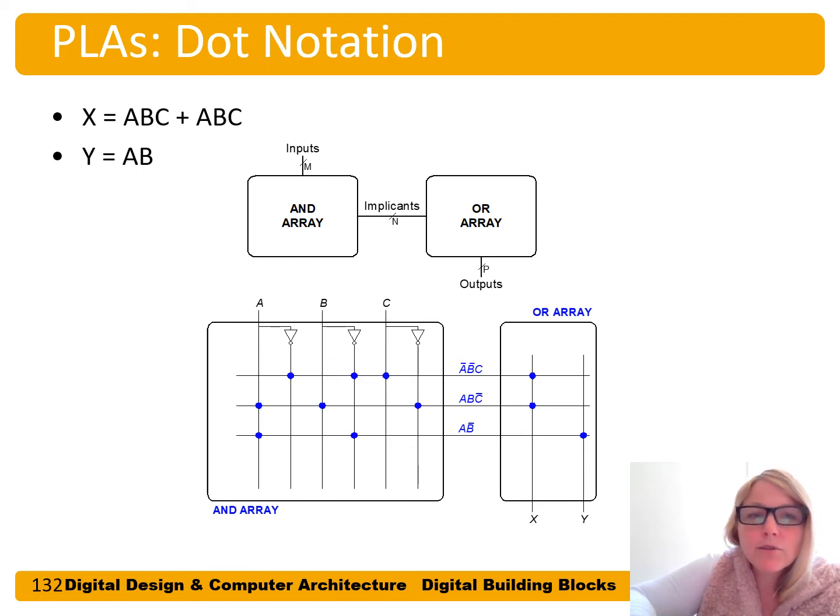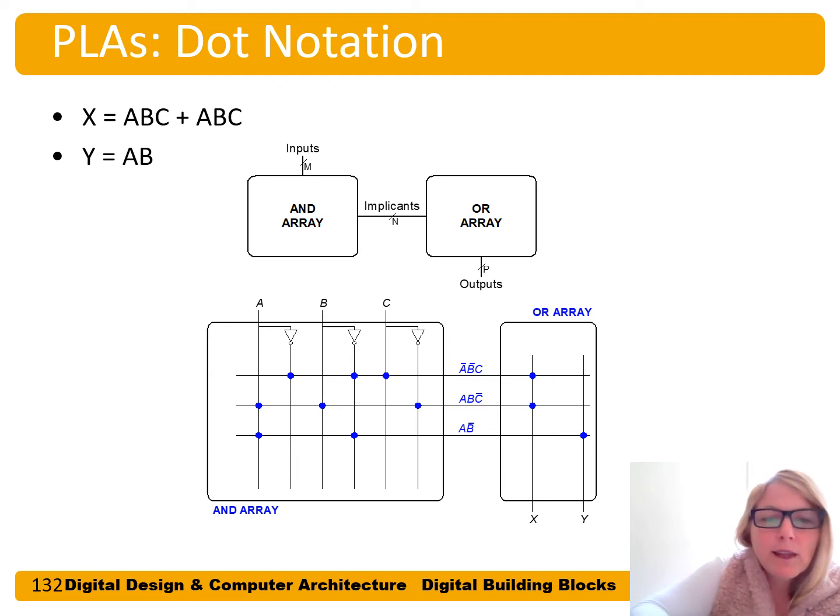Here's some dot notation for PLAs, just like ROMs. We can use dot notation. Here we have A bar and B bar and C, A and B and C bar, and so forth. And then in the OR array, we pick off which implicants or product terms we want.